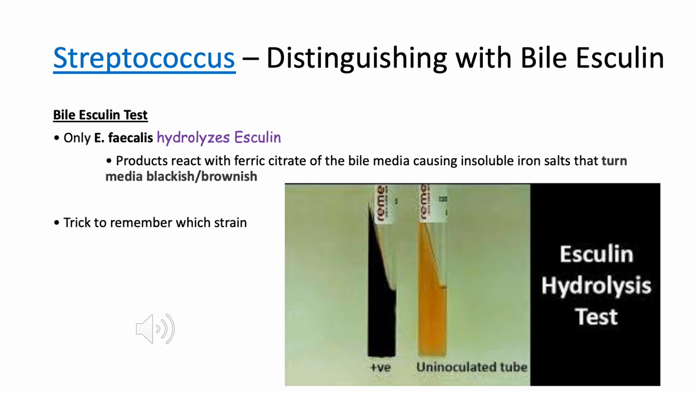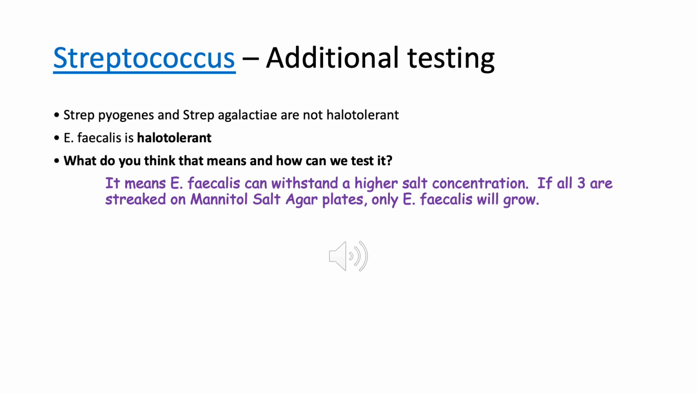So E. faecalis is the only species of Streptococcus that turns it to the dark brown color. So a trick to remember which strain is E. faecalis is found in the gastrointestinal system. So faecalis, think fecal, think dark brown. So between those tests that I've described, you would be able to distinguish between the three major species that we're talking about: Strep pyogenes, Strep agalactiae, and E. faecalis. But in the case that additional testing is needed, there's other ways to distinguish them as well.